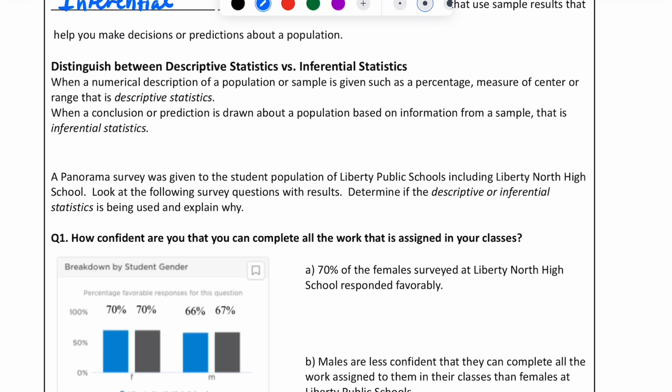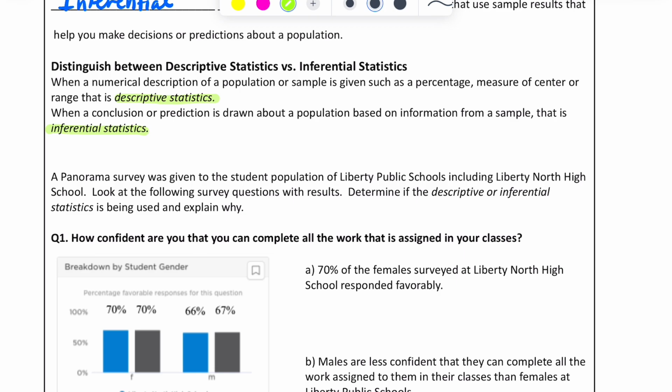So it says here, when a numerical description of a population or sample is given, such as a percentage, measure of center, or range, that is going to be those descriptive statistics. When we have a conclusion or prediction that is drawn about a population based on the information from a sample, then that will be our inferential. So let's actually put this into play.